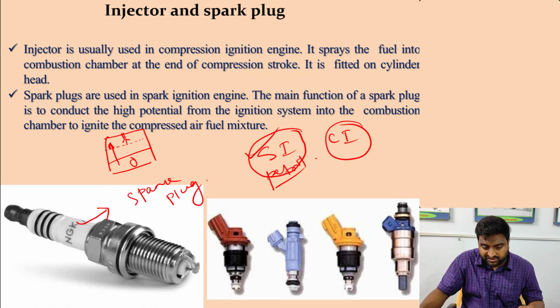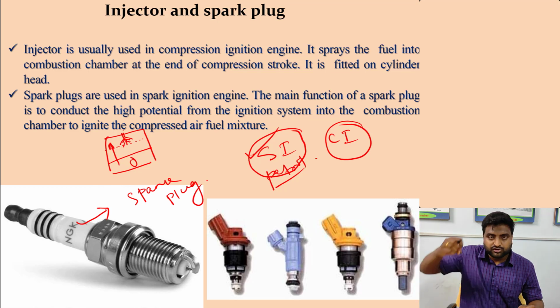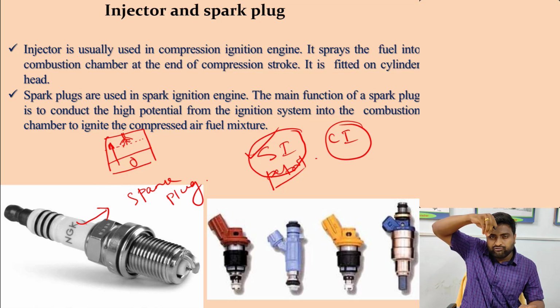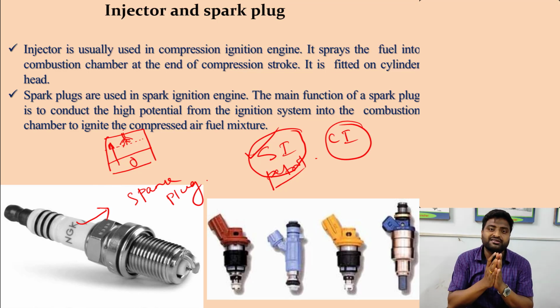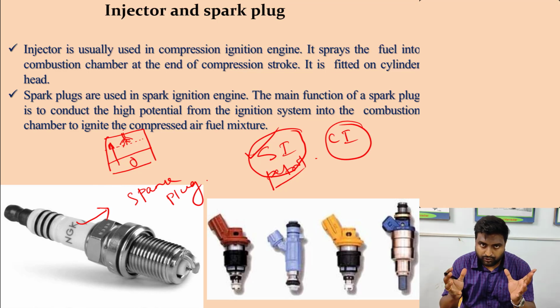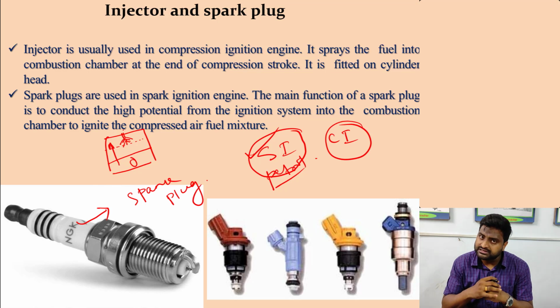The fuel is actually sprayed. Spray the fuel into fine particles or atomized particles into the combustion chamber. So the compressed air will be hot. When it comes in contact with fuel, what will happen? The combustion will occur. Okay. So this is how in the CI engine the combustion takes place.